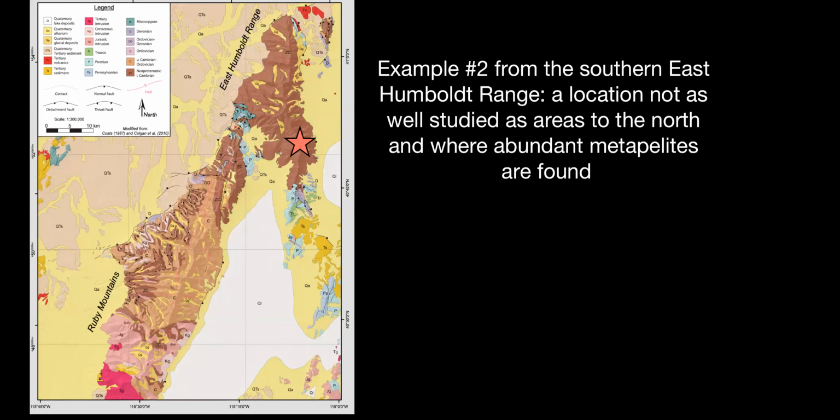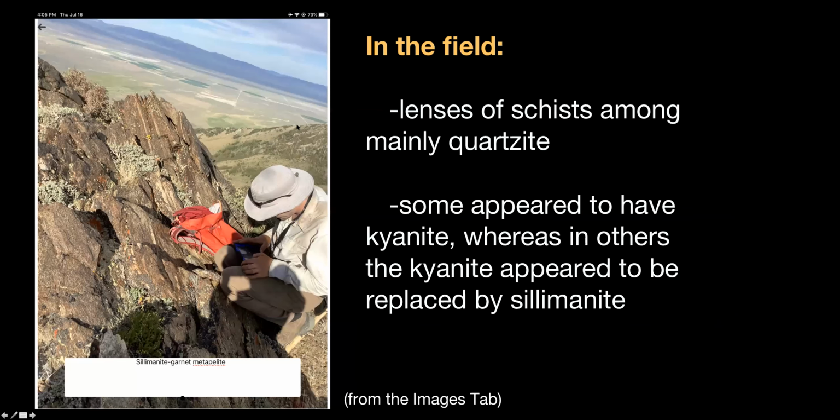Okay, so then just one other example, in this case from the southern end of the East Humboldt Range, and here we're more focused on the petrology of the rocks. In this locality, there are abundant lenses of metapelite found among mostly quartzite. And this is just one example of an outcrop here, with Drew steadily working away in StraboSpot and taking notes and measurements.